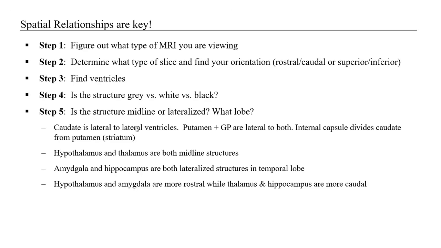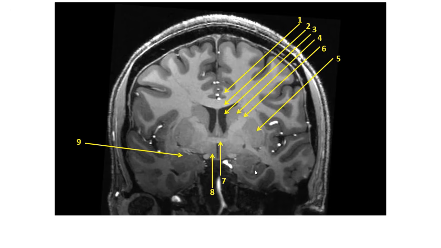The internal capsule divides the caudate from the putamen, and that's what gives it this striated appearance, calling the two structures together the striatum. Remember that thalamus and hypothalamus are both midline structures, and that amygdala and hippocampus are both lateralized structures in the temporal lobe. Hypothalamus and amygdala are more rostral, while thalamus and hippocampus are more caudal. So let's practice. You can pause this and try to answer on your own.